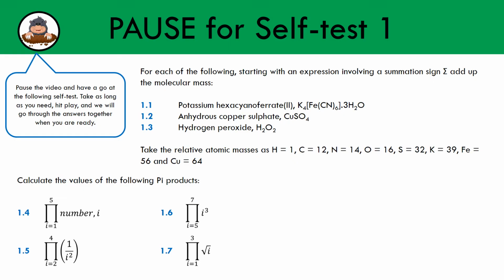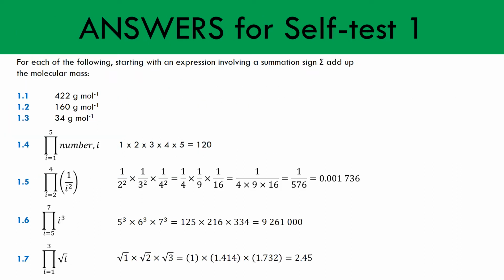Okay, so pause for self-test 1 there. Have a go at these. There are 2 sections to this self-test. The first involves the sigma operators, and the next involves the calculations of these pi products. Have a go at them, pause the video, and the answers will be on the next slide. Again, for support, check out the relevant chapter in the Monk and Monroe textbook. And there are the answers to self-test 1.